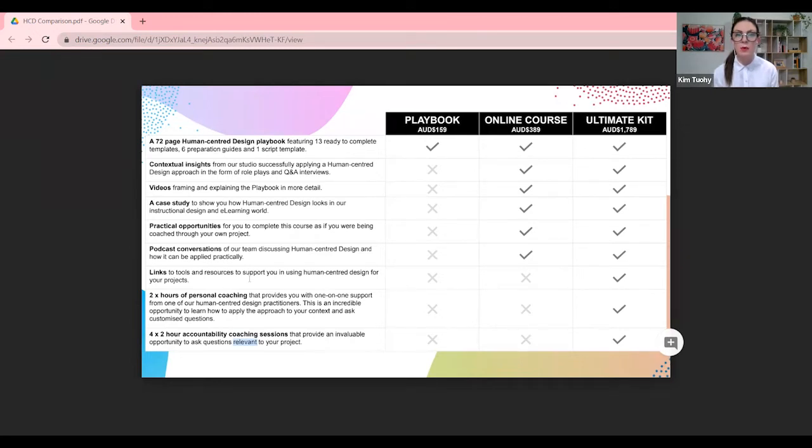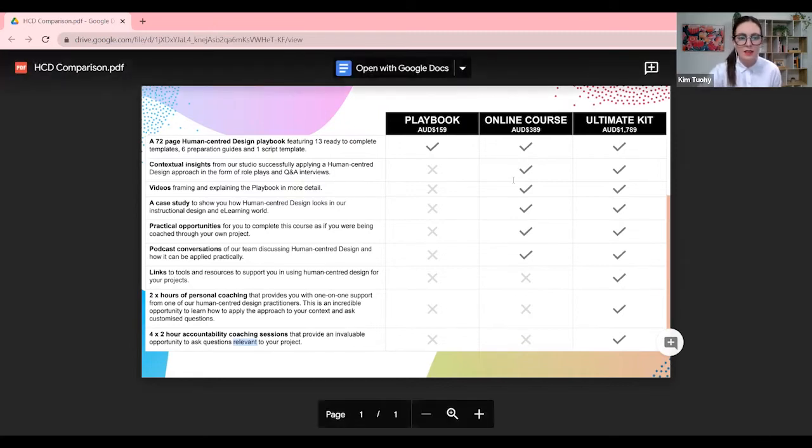So the cohort is more of an immersive experience where you actually get to learn from your peers, learn from us in person, and be involved in sessions as you go through the online course. So that is the difference between the two.